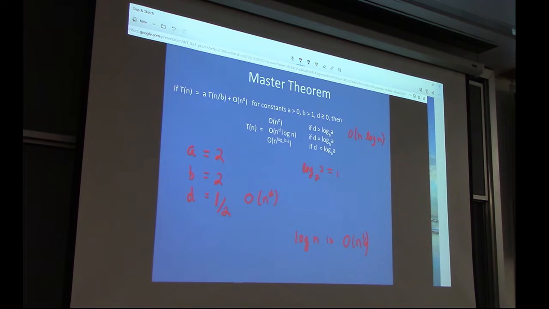Yeah? Can you define the difference between A and B again? Between which? The difference between A and B. Okay. A is the number of recursive calls that are made. So you just look at the code, and you see that it always makes 2 recursive calls. That's the A. The B is the amount by which the size of the input decreases. So if it goes down by a factor of 2, then B is 2.